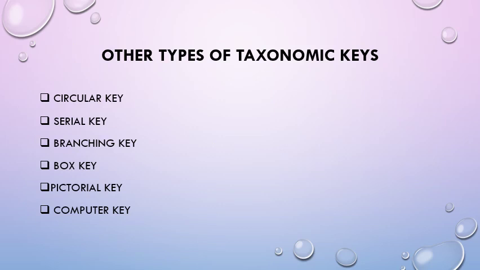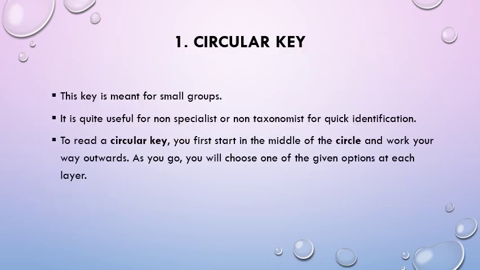Some other types of taxonomy keys. There are 6 more types of taxonomy keys, that are circular key, serial key, branching key, box key, pictorial key, and computer key. Let's discuss them. Number 1, circular key. This key is meant for small groups. It is quite useful for non-specialists or non-taxonomists for quick identification.